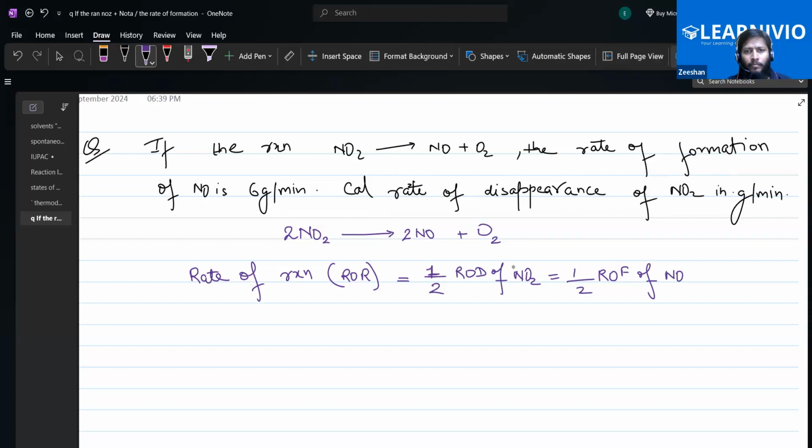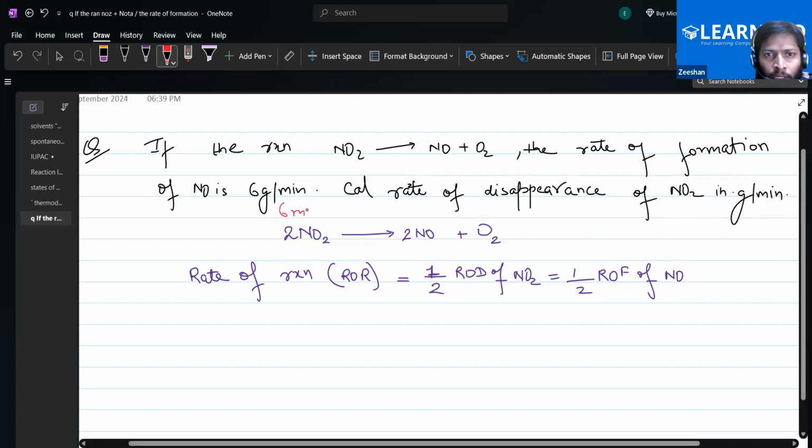So is it 6 gram per minute, rate of reaction? Okay, and Mamuna, anything? Sir, is it 12 gram per minute? No. Since this question is a little tricky, I'm just modifying it. If you can understand what I'm doing, you can tell me.